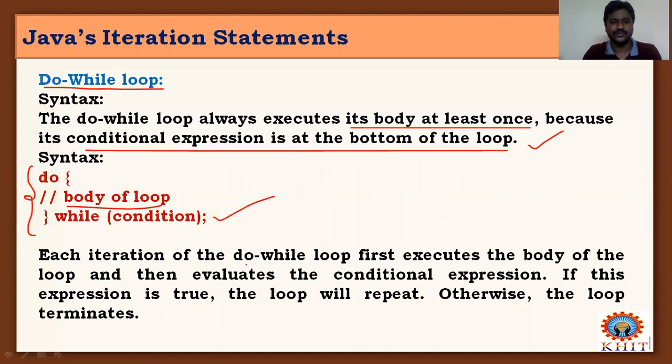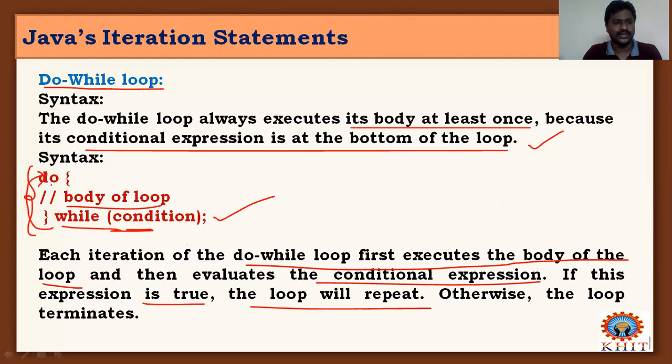Each iteration of the do while loop first executes the body of the loop and then evaluates the conditional expression. That is the thing we know. If this expression is true, then the loop repeats again, going back to do and doing the same one more time. Otherwise the loop terminates. When the condition becomes false, the loop execution terminates.